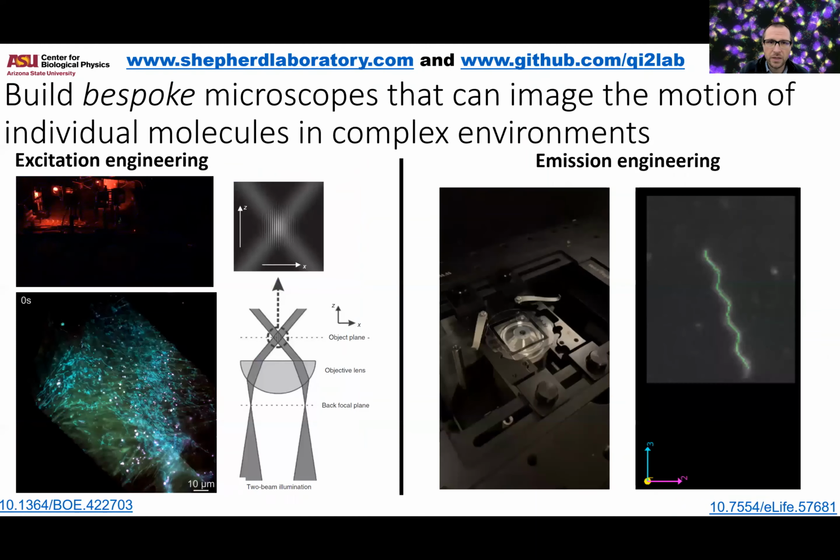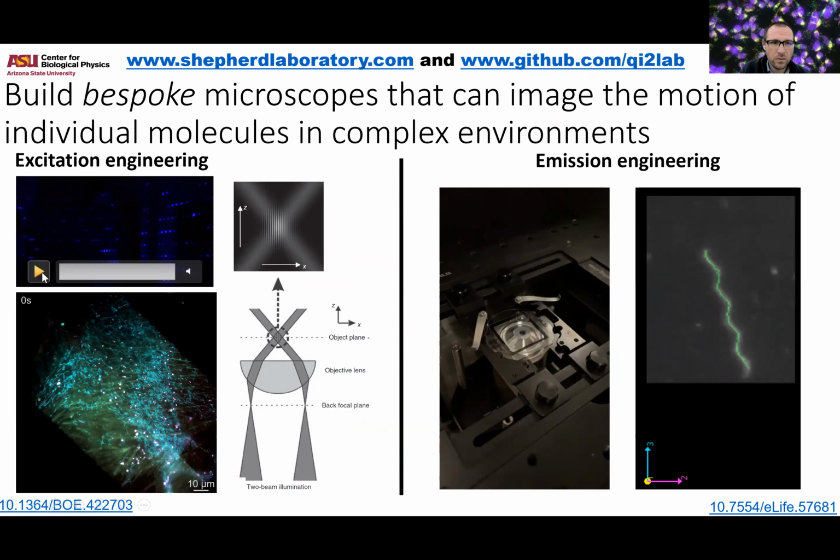So to generate the data, we build what are called bespoke or custom microscopes, where we build them for their application. And really, in particular, my group works in two areas on this. We do what's called sort of light engineering, where we use the idea that light is a wave, and we use our understanding of optics to try and generate new types of microscopes.